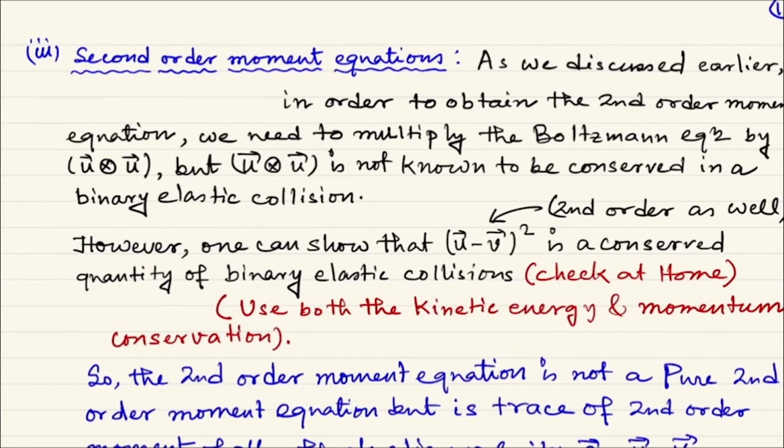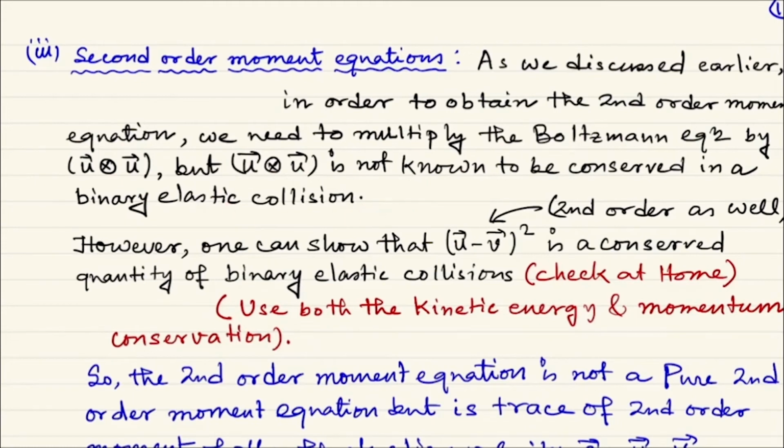Now let's talk about second order moment equations. As we discussed earlier, in order to obtain the second order moment equation, we need to multiply the Boltzmann equation by the u vector raised to the square, and that is nothing but the tensorial product of u and u. But u tensorial u is not known to be conserved in a binary elastic collision.